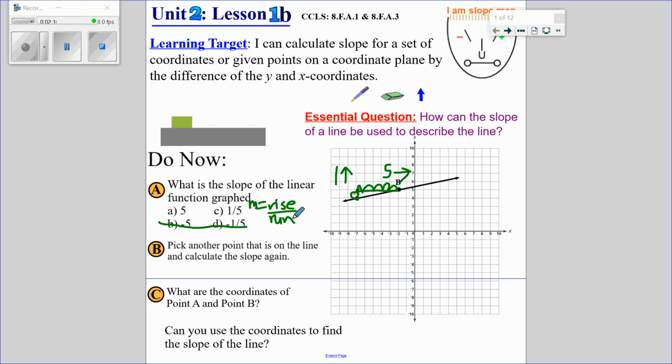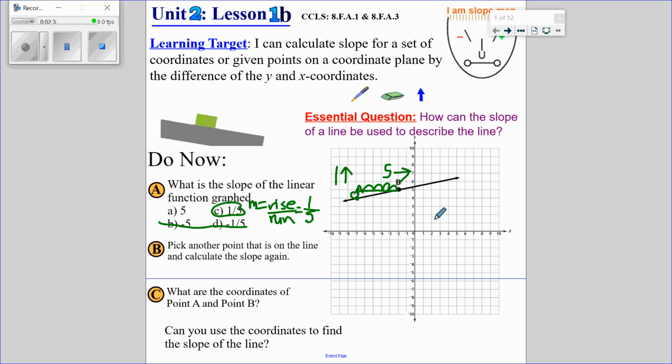So now we go over to our formula. Our rise is, I went up 1, so it's positive 1. And my run, I went 5 to the right, and it's 5. So our answer is C, 1/5. It says pick another point on the line and calculate the slope.